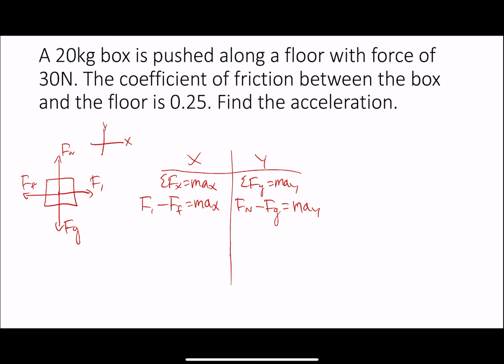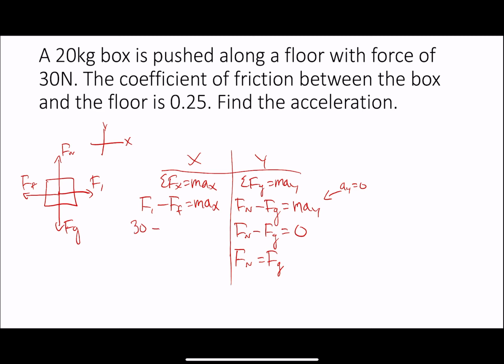But again, this box is not flying. It's not going through the ground, which means our acceleration in the y direction is equal to 0. So that means Fn minus Fg is equal to 0, which if we solve this equation, we can add Fg to both sides, and we get that Fn equals Fg. This is going to be very useful for us. Let's go to the x side, because the x side is really what we're concerned about. X side, we know F1. F1 is 30. So we can go ahead and plug that in.